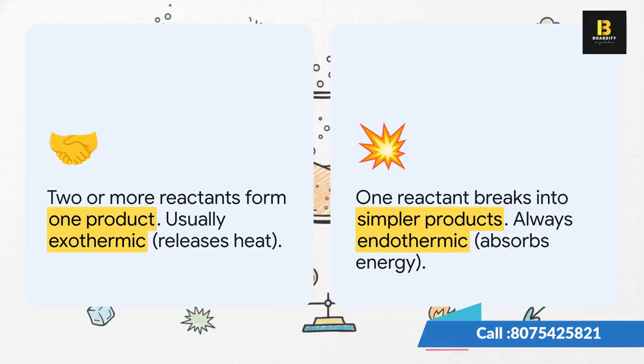This slide makes it super clear, doesn't it? Combination is A plus B coming together to make AB. Decomposition is the exact opposite. One thing, AB, breaking apart to make A and B. One usually gives off energy, and the other always takes energy in. They're perfect mirror images of each other.